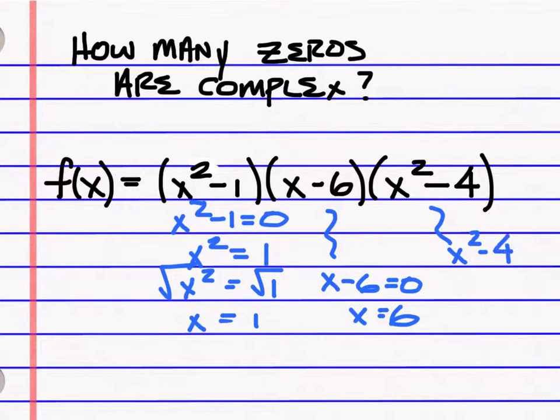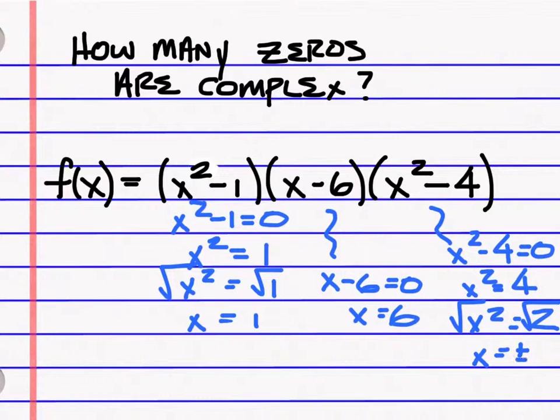I'll try to fit this one in here on the side. X squared minus 4 equals 0. X squared equals 4. Square root of both sides. So x equals plus or minus 2. Is that complex? Is there an i in it? No. How many zeros are complex in this polynomial? 0 is the answer, right.